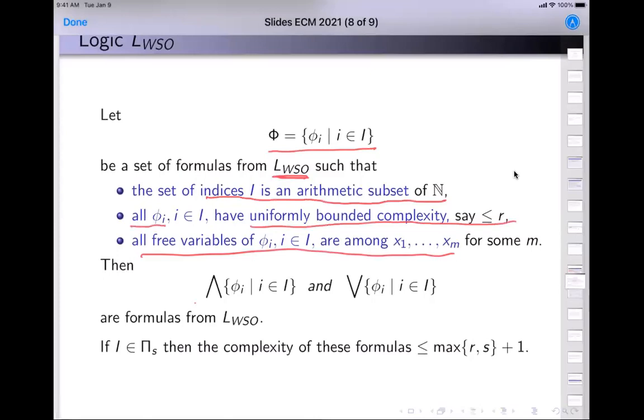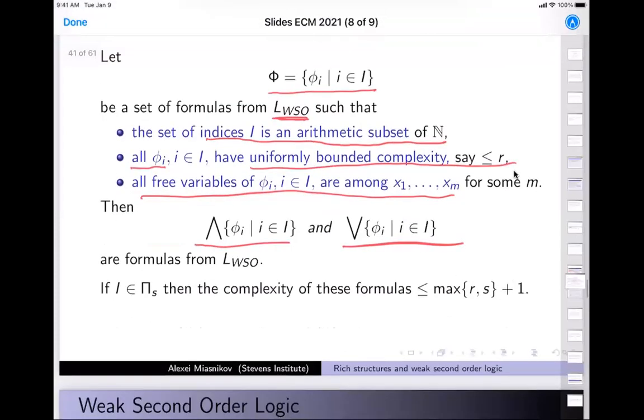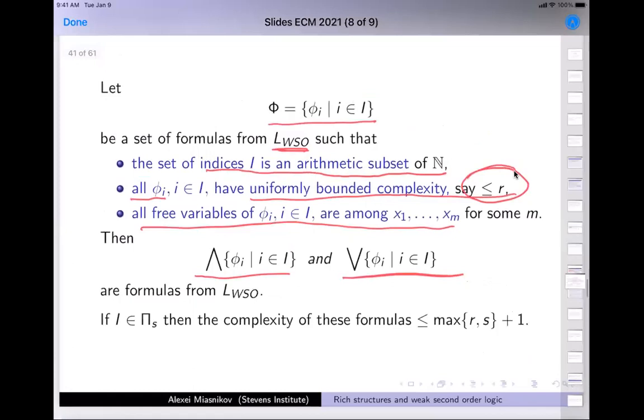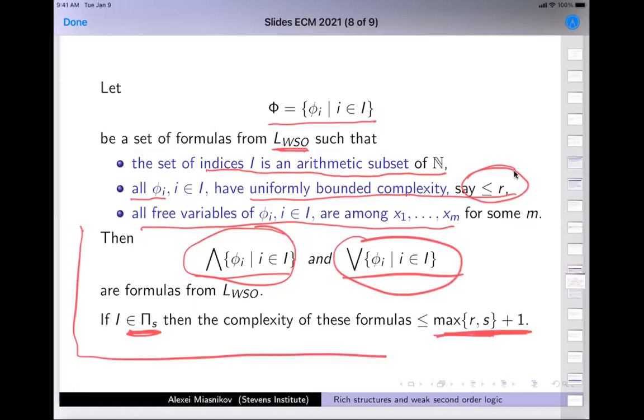So in this case, you're allowed to take infinite conjunctions and disjunctions, and you just need to define the complexity. You extend the enumeration, it's not a big deal, but the complexity comes from the complexity of every formula phi I here and the complexity of the set of indices. If it belongs to pi s, say, then the complexity of this new formula, like that or that, will be the maximum of the complexity of the set of indices plus the maximum complexity of the components, plus 1. And also alternation of quantifiers adds to the complexity as usual. But this is crucial, how to deal with infinite disjunctions and conjunctions.